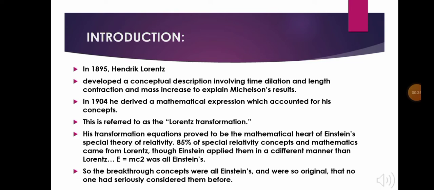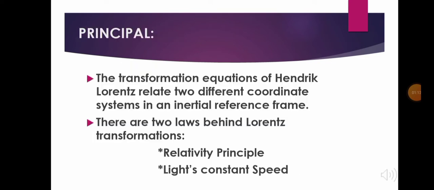Lorentz transformation was named after Hendrik Lorentz in 1895, and in 1904 he derived a mathematical expression which accords with his concept. He developed a conceptual description involving time dilation and length contraction. After looking at all the concepts, the breakthrough was Einstein's, and the ideas were so original that no one had seriously considered them before.